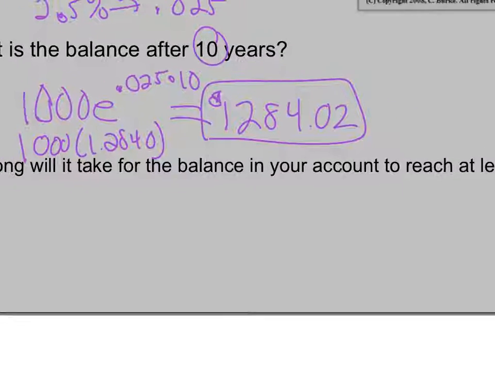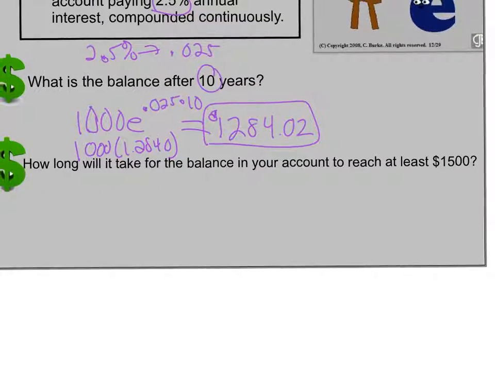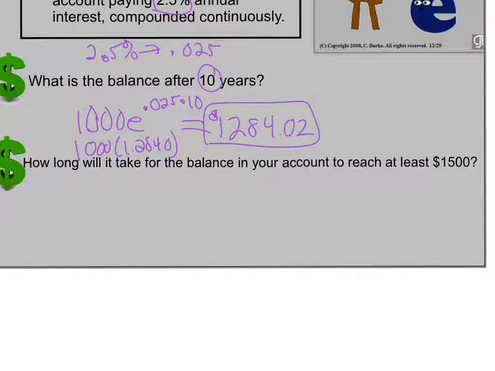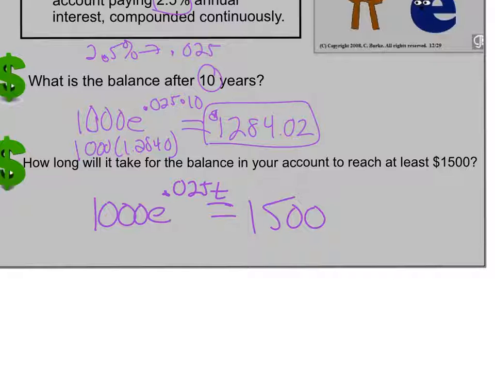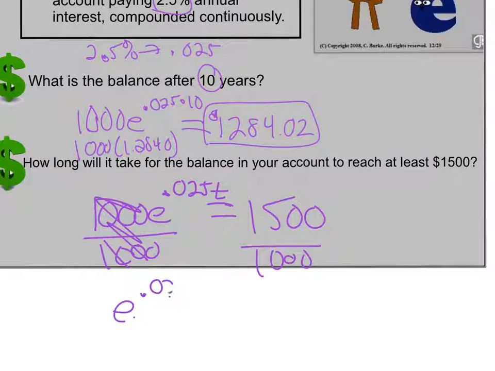How long will it take to reach $1,500? That is where you're going to get a little bit trickier. So you're still going to have 0.025, except now it's going to be multiplied by t, and it's going to be equal to 1,500. So now I need to solve it. So I need to divide by 1,000. So that cancels out. e to the 0.025t. 1,500 divided by 1,000 is just going to be 1.5.